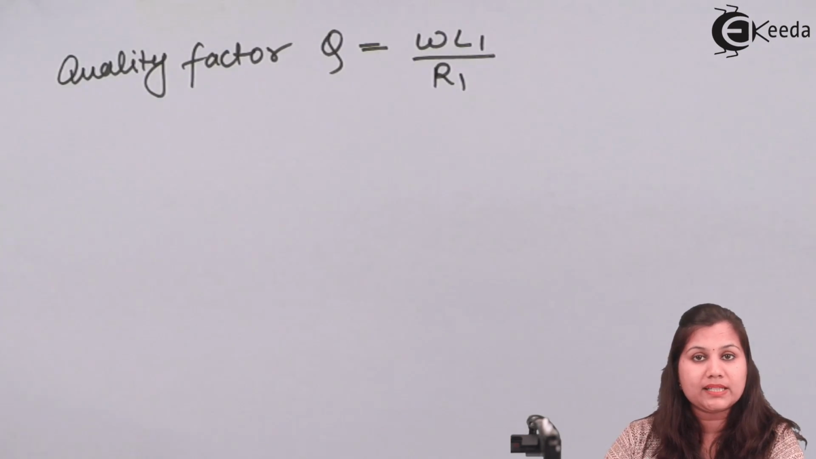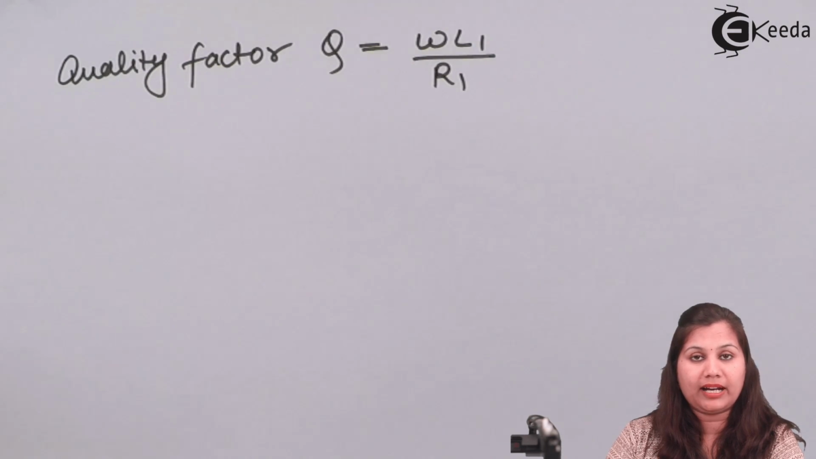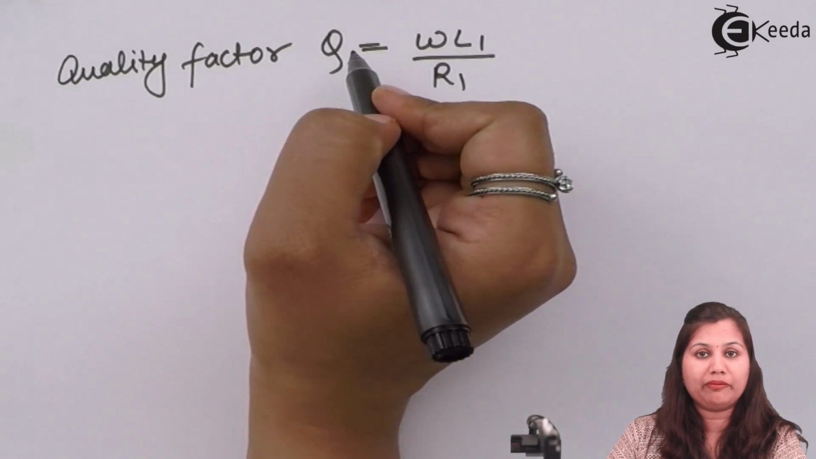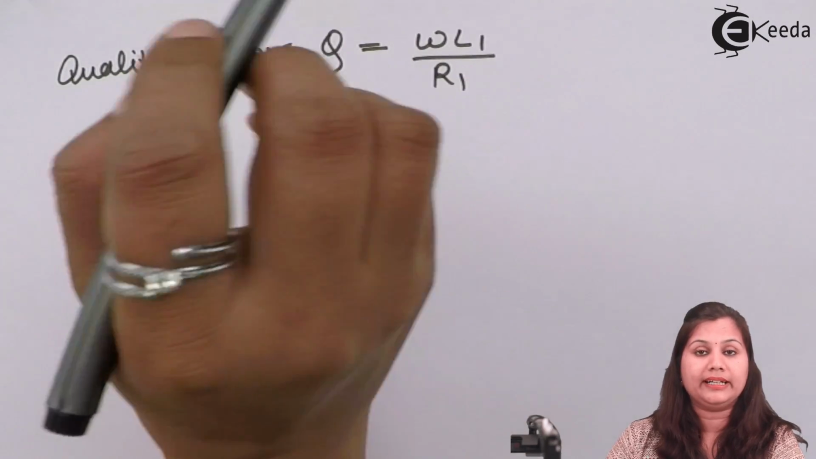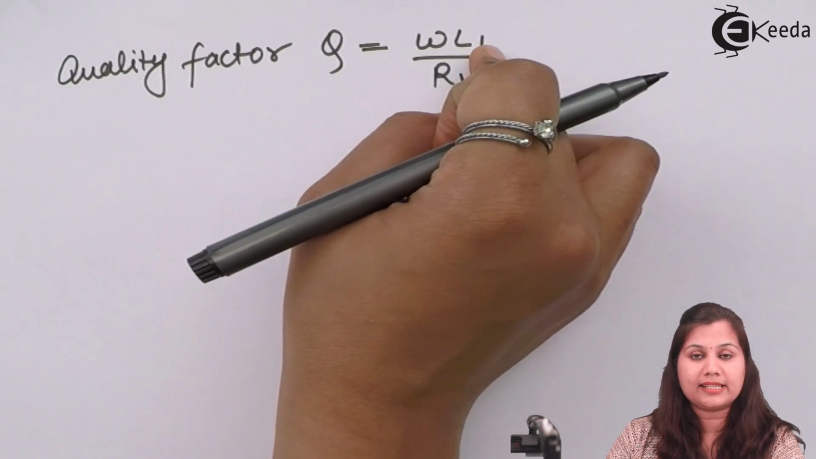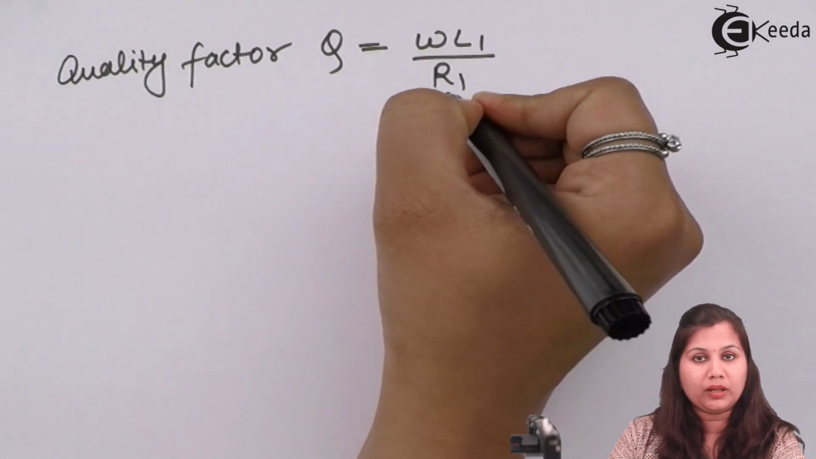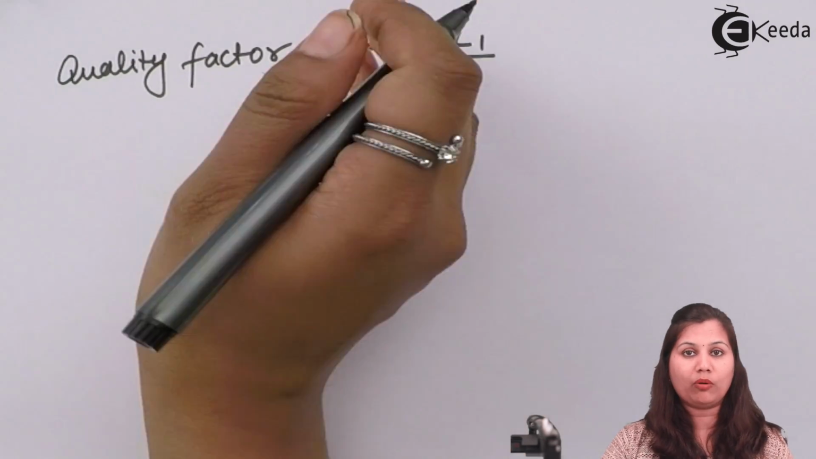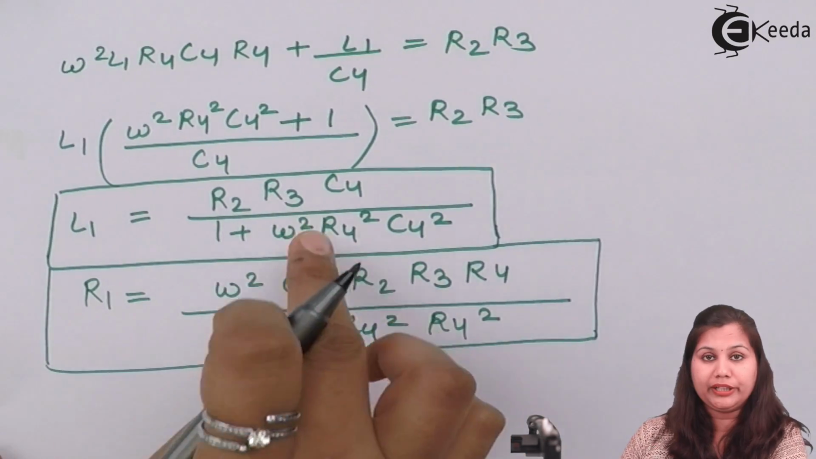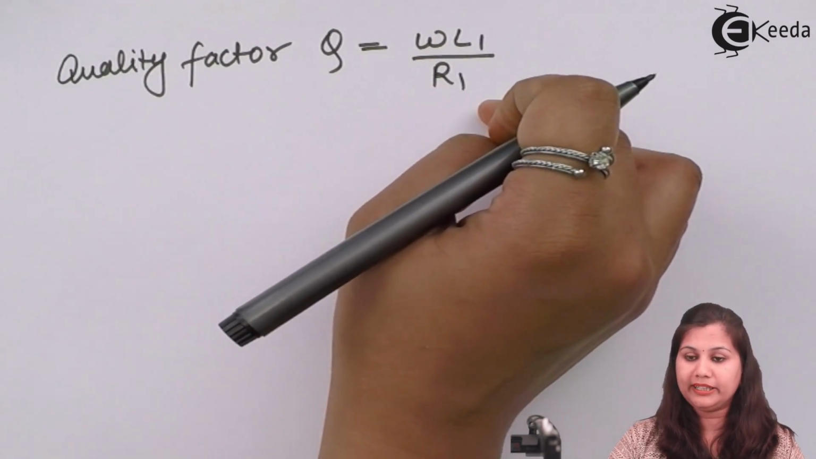Okay, a resonance circuit can be a series resonance circuit or a parallel resonance circuit. So in the circuit where we are having a resistance, inductance and capacitance, the quality factor can be found out by the ratio of the inductive reactance divided by the resistance. So inductive reactance is what? XL is equal to omega L1. So omega L1 upon R1. L1 and R1 we have already calculated. We already know their values. So just putting the values in this equation, we can find out the quality factor.